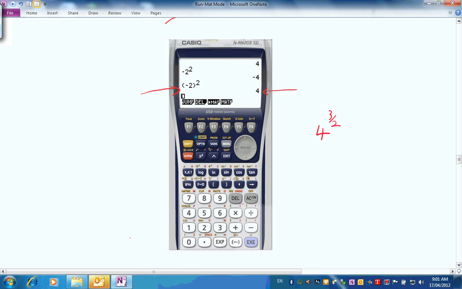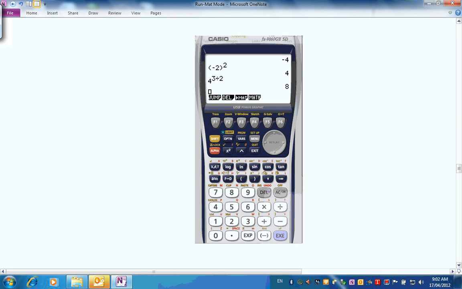So I'd like you to hit 4 now in here, then our little hat, the power button, and then 3 divided by 2, so 3 divided by the 2 in here. That should give us the answer to 4 to the power of 3 divided by 2. I want you to do that and hit execute down here, and we get the answer 8. And that is the correct answer.